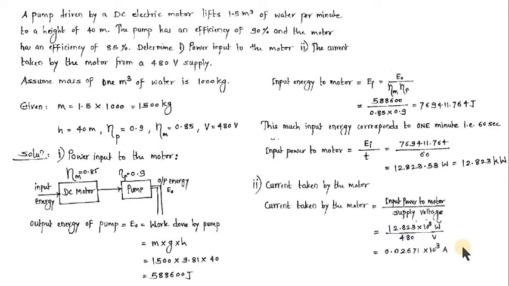So ultimately I get 0.02671 into 10 raised to 3 ampere, that is, 26.71 ampere of current is required for this motor to run and carry out the process when connected across a 480 volt supply. I hope this numerical is understood.